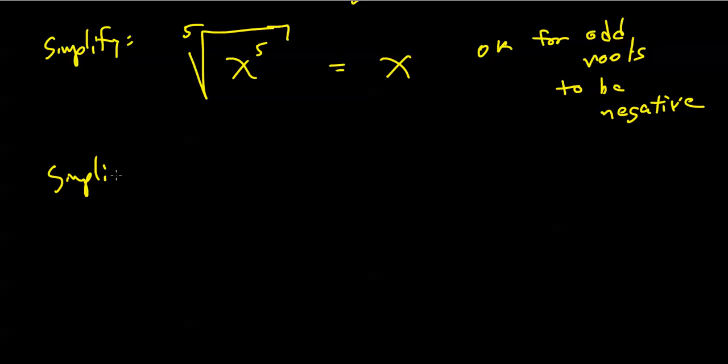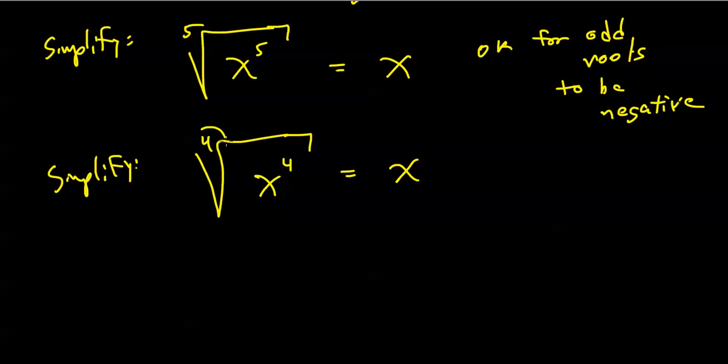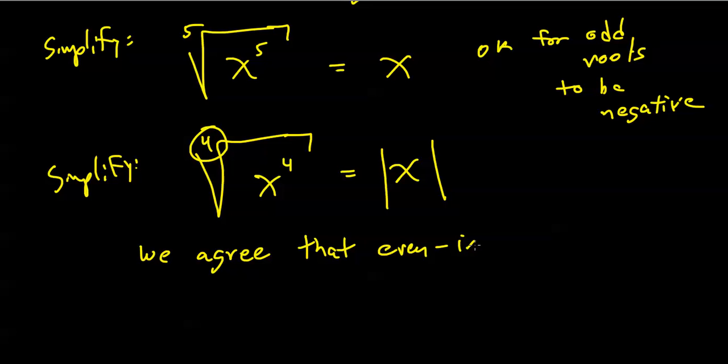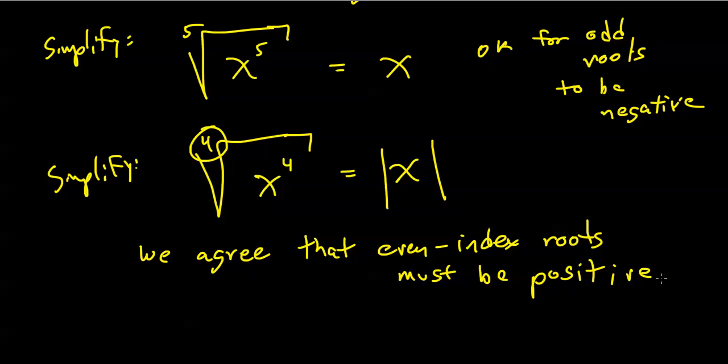Contrast that with this statement if I ask you to simplify the fourth root of x to the fourth power. Well, you might say it's x, but you'd be at least partially wrong. Again, even index roots must be positive, so if x can be negative, if there's no restrictions on x, we've got to surround that answer in absolute value symbols. Again, by definition, by agreement over the eons of time, we agree that even index roots or radicals must be positive. We call those the principal even roots. Okay?